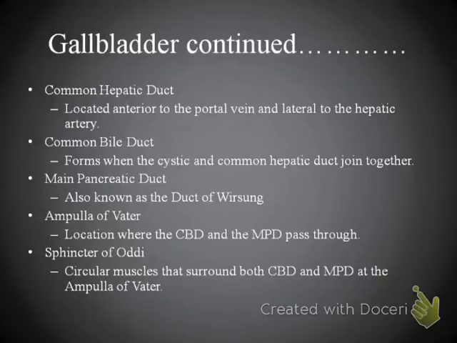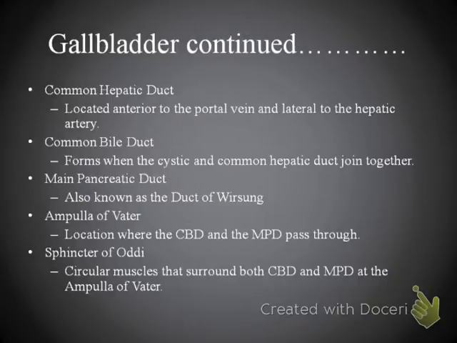So, we have the common hepatic duct, which as we saw comes from the liver, and it's located anterior to the portal vein and lateral to the hepatic artery. We also have the common bile duct, which is the formation of both the cystic and common hepatic ducts. It's when they join together. Taking a look at an image, we have the cystic duct coming from the gallbladder, the common hepatic duct coming from the liver, and at the point where they join, the common bile duct is formed. We'll abbreviate common bile duct as the CBD.